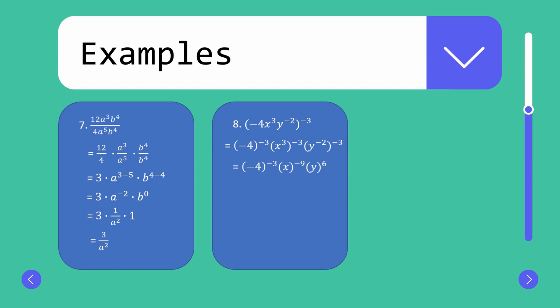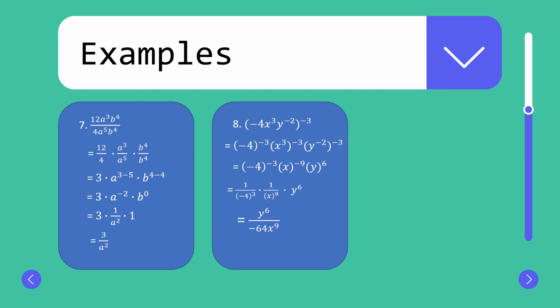Negative 4 raised to negative 3 will still become negative 4 raised to negative 3. X cubed raised to negative 3 will become x raised to negative 9. And y raised to negative 2 raised to negative 3 will become y raised to 6. We take the definition of negative exponents. This becomes 1 over negative 4 cubed times 1 over x raised to 9 times y raised to 6. We take the product of these three. This becomes y raised to 6 over negative 64 x raised to 9.